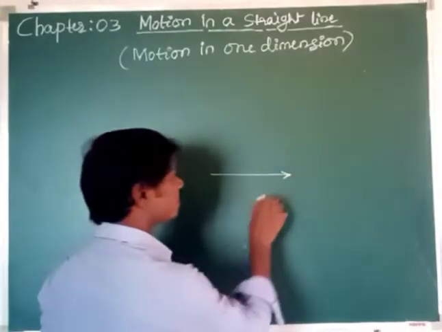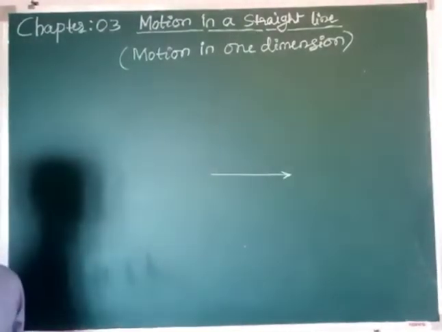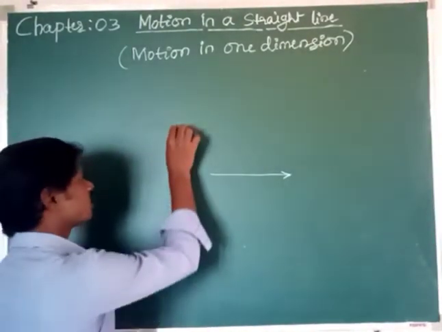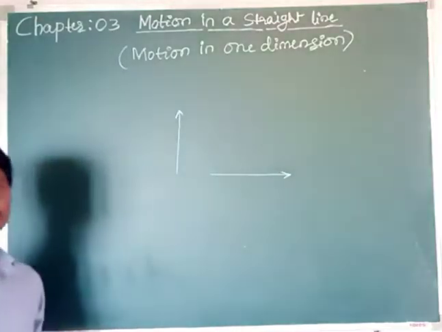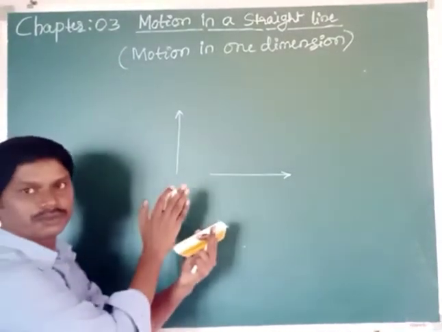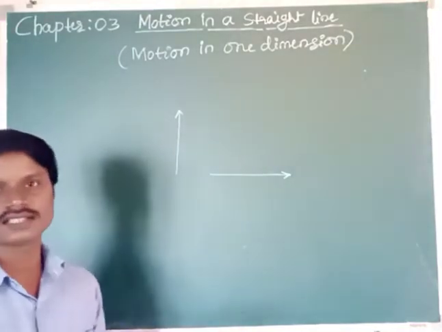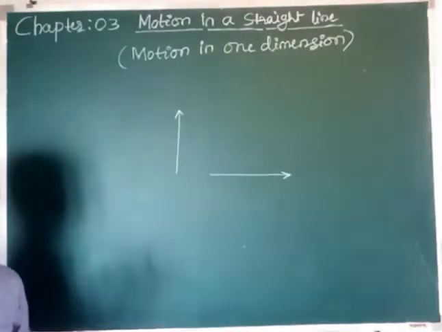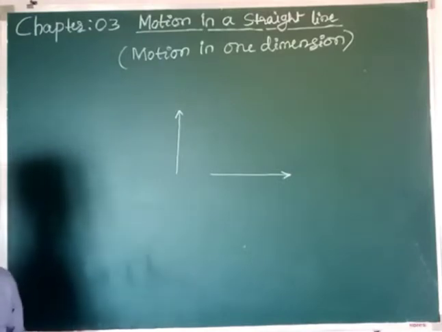So see here, x axis means it is in forward direction, motion is in forward direction. Y axis means it is in upward direction. Then z axis means here that motion is towards you or away from you. Okay, so that is called z axis. But here only one coordinate we are going to use to specify the position of the object.